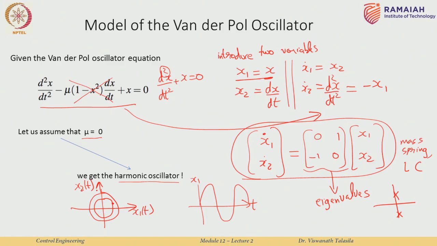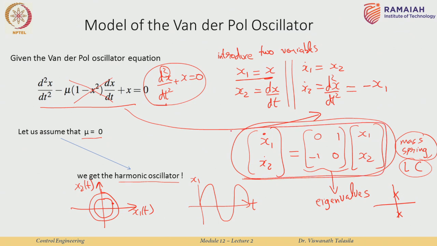Right. So, what I just did in this slide was to consider the van der Pol oscillator. We remove the nonlinear damping term over here by assuming that mu equal to 0, and we get this expression over here. This expression is basically the dynamics either for a simple mass spring system or an LC circuit. In the state space form, it looks like this.